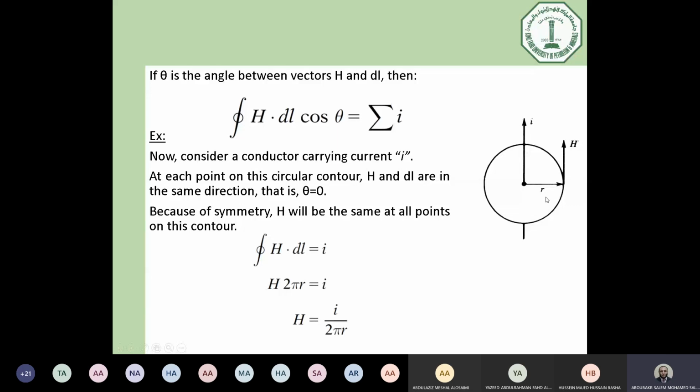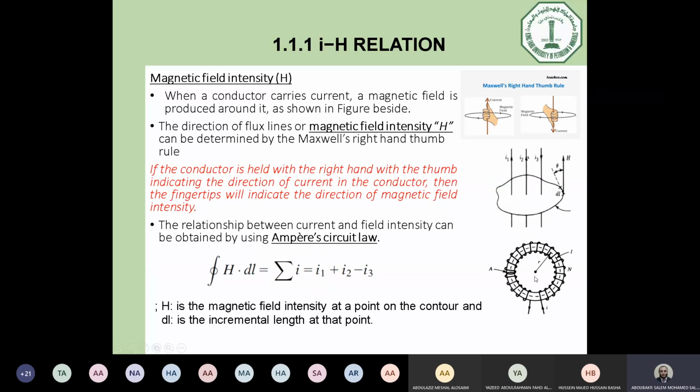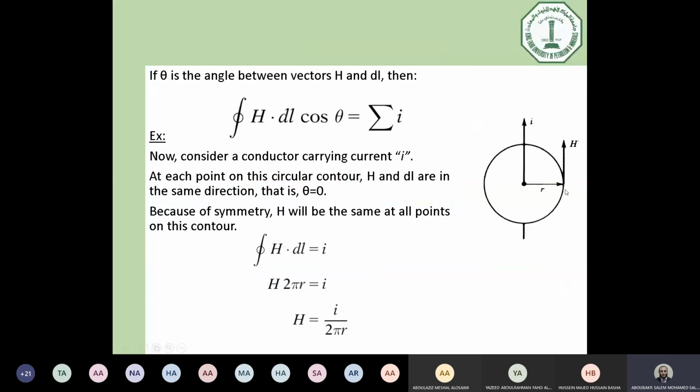So for the previous example of the toroid, assume this is the average length of the toroid itself, with the circle of radius R, as you can see. Let's return back again. This circle has radius R, which represents the average length of the flux moving in the magnetic material, and H represents the tangent of this circle, exactly at this point, and the unit of length is dl. So the relation is the integration of H dl cosine theta equals the summation of I.